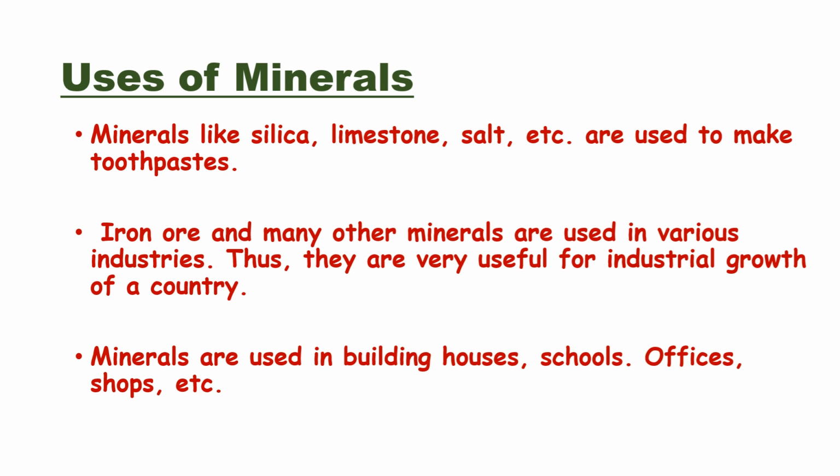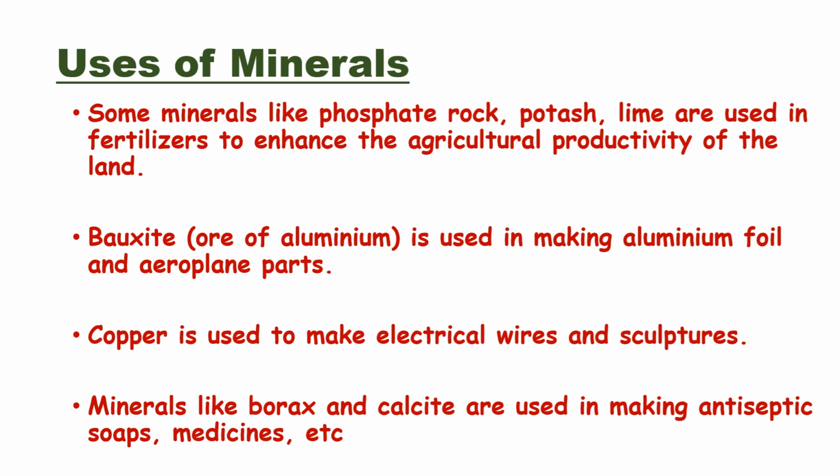They are very important. So the second point is talking about iron ore and many other minerals which are used in various industries. Thus, they are very useful for the industrial growth of a country. Now, the third point is about minerals being used in building houses, schools, offices, shops, etc. Now, the next point talks about some minerals like phosphate, rock, potash, lime. They are used in fertilizers to enhance the agricultural productivity of the land.